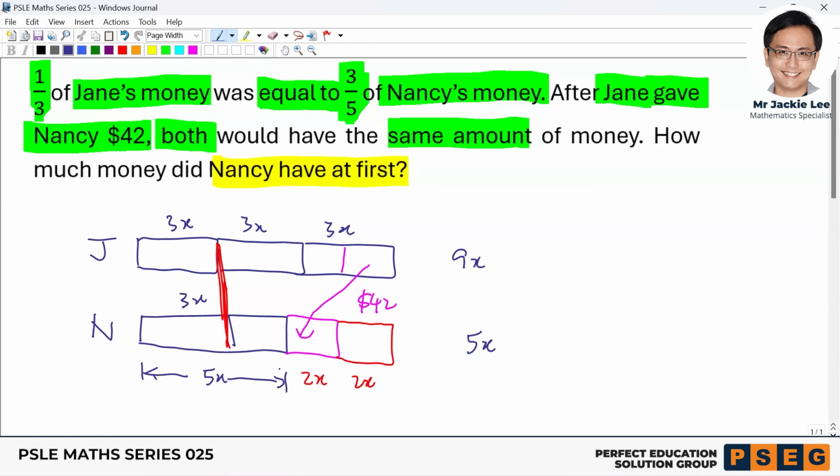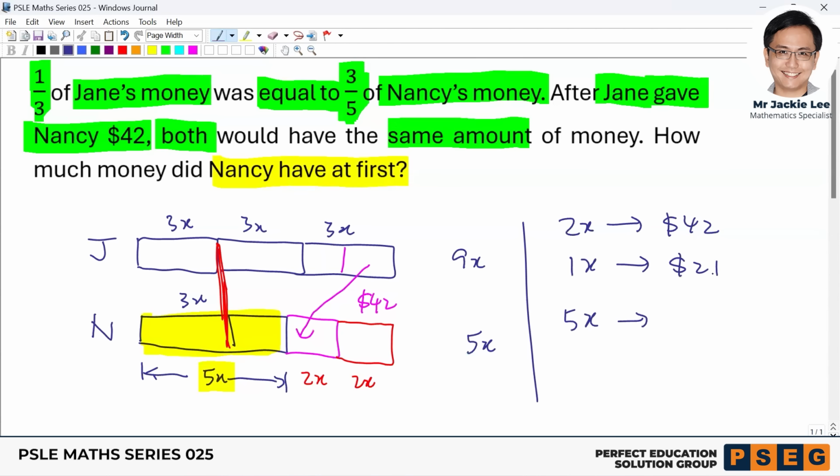Okay, so obviously now 2x corresponds to $42, making 1x just $21, right? So the question is on Lancy, how much did Lancy have first? So Lancy obviously is this part, which is 5x. So therefore simply times 5. And therefore the answer is 105.